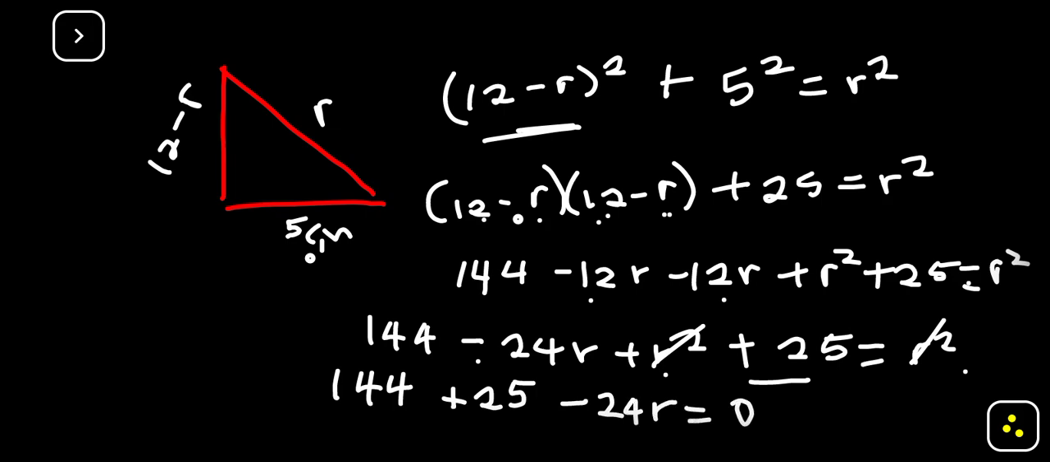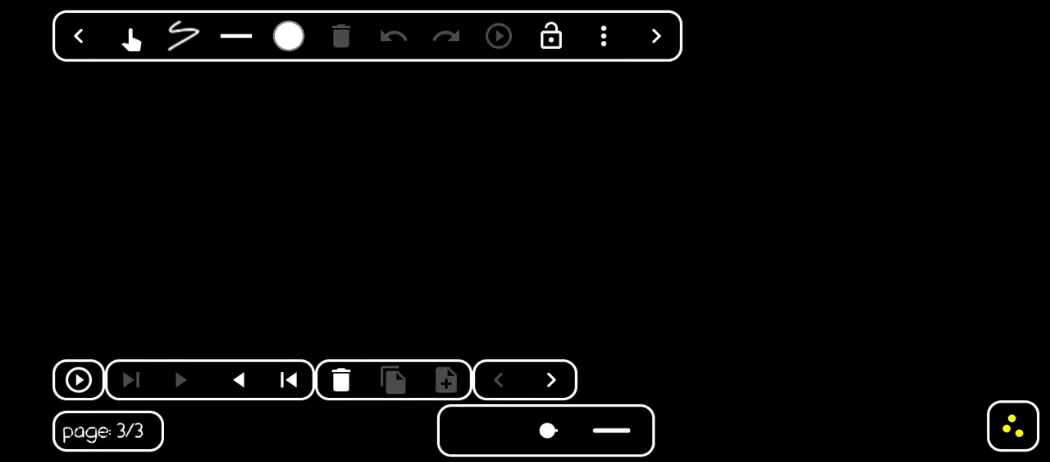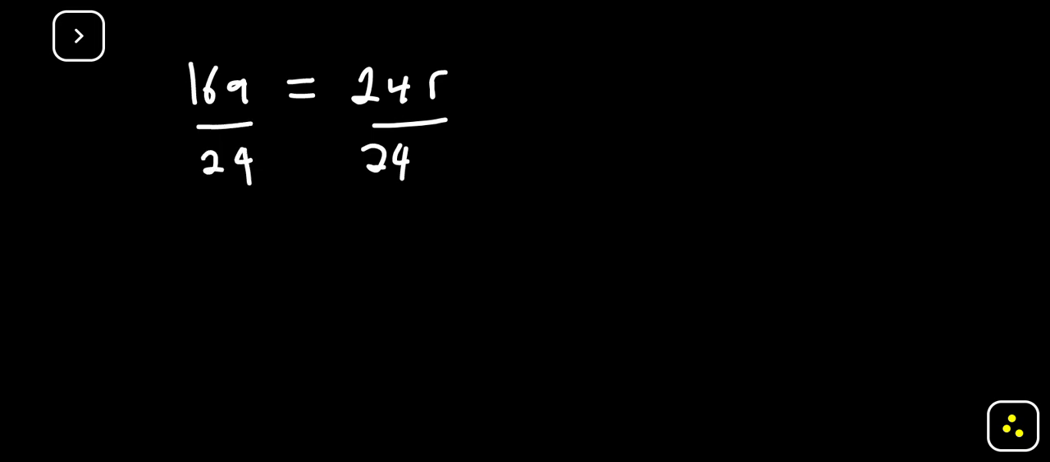So this means we can solve this. This will be 144 plus 25, 169. If we bring 24r to the other side of the equal to sign, we'll have 169 equal to 24r. So we had 144 plus 25, which is 169, and I'm going to move minus 24r to the other side. So we have 24r here. Is it r square? Yeah, just r. And then we have to divide both sides by 24, and then r should give us, I think, 7.04 cm, if I'm not mistaken.